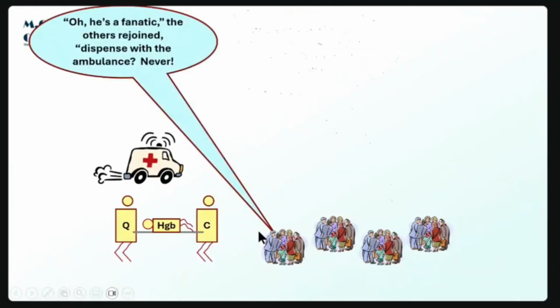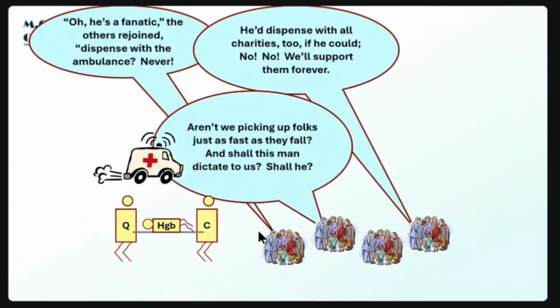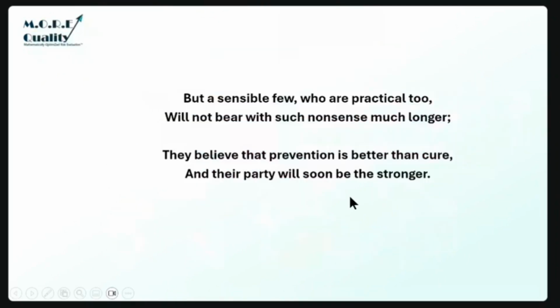Oh, he's a fanatic, the others rejoined. Dispense with the ambulance? Never. He'd dispense with all charities, too, if he could. No, we'll support them forever. Aren't we picking up folks just as fast as they fall? And shall this man dictate to us, shall he? Why should people of sense stop to put up a fence while the ambulance works in the valley?